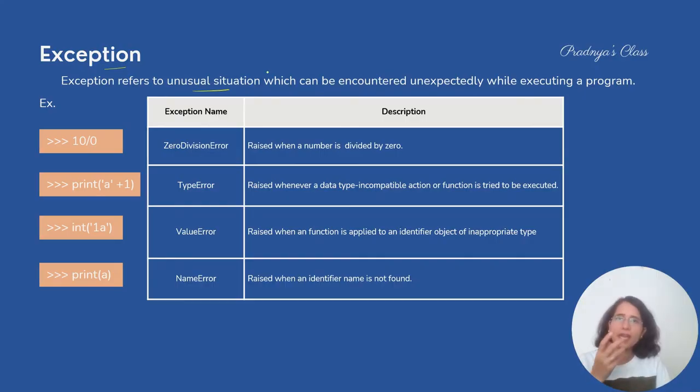Errors and exceptions are similar but with different terms. We can say an error is a bug which we have to rectify in the program, and an exception is an unusual situation which we will encounter during the execution of the program. Let's take one real life example for error and exception. If you are trying to log in somewhere and you type the wrong username or password, that is an error.